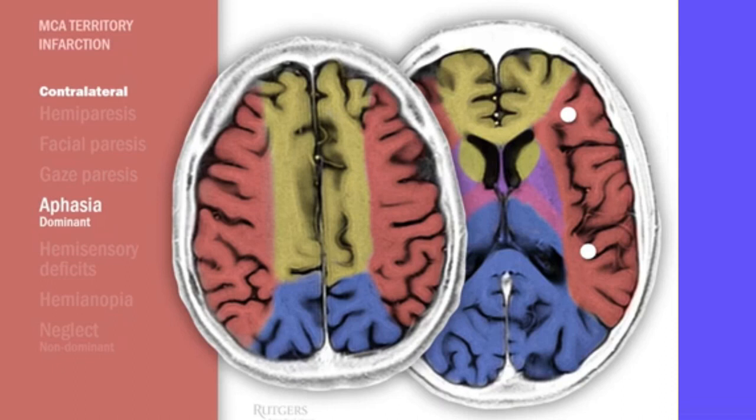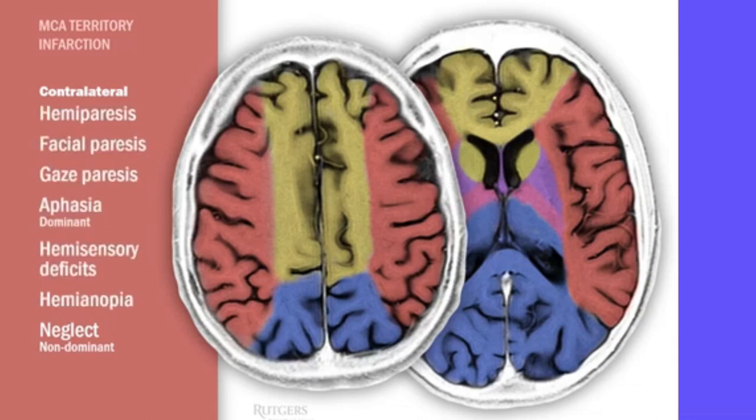Aphasia, with damage to dominant frontal and temporal lobes where expressive and receptive language pathways reside. Contralateral hemisensory deficits, with damage to the primary sensory cortex and the parietal lobe and the ascending sensory pathways. Field cut, or homonymous hemianopia, with damage to both temporal and parietal optic radiations. Neglect, with damage to the non-dominant parietal lobe. A patient with MCA occlusion does not necessarily have to have all these deficits.